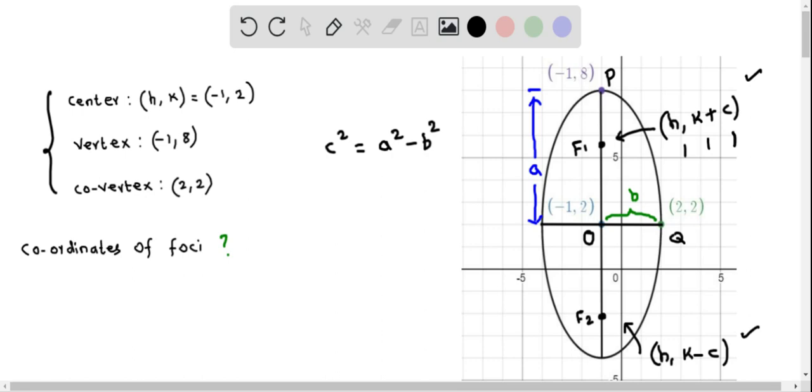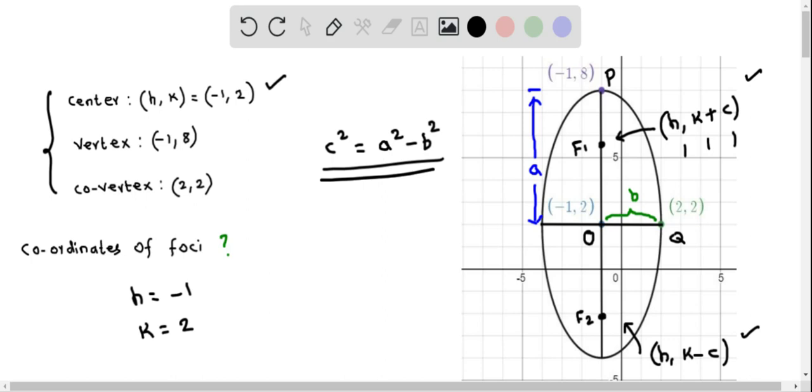H and k are basically nothing but the coordinates of the center, which we already have. So we can write down h equals negative 1, k equals 2, and so to determine the focus, we need another point, which is c. We need to determine the value of c. We can determine the value of c using this formula: c squared equals a squared minus b squared. But let's see what is a and b.